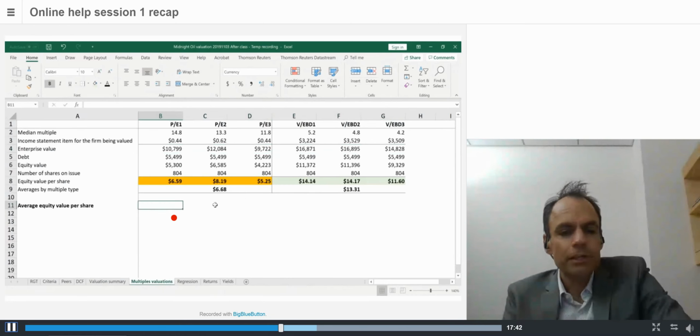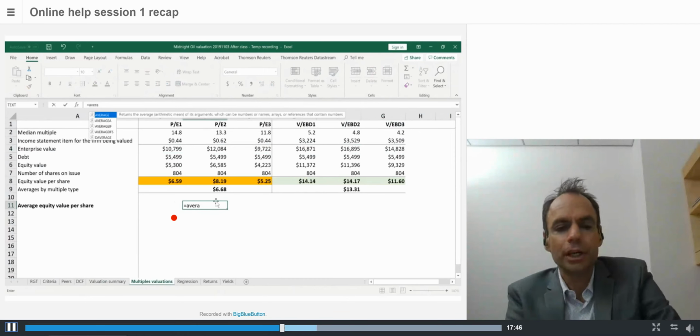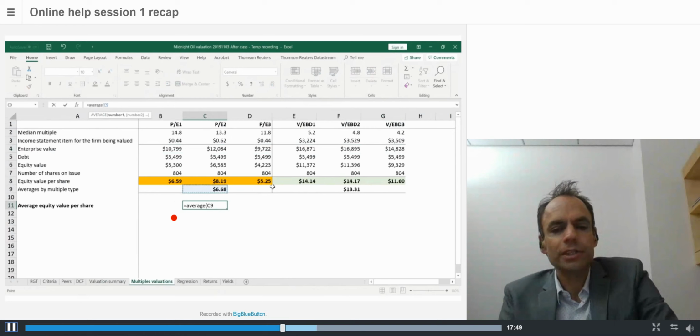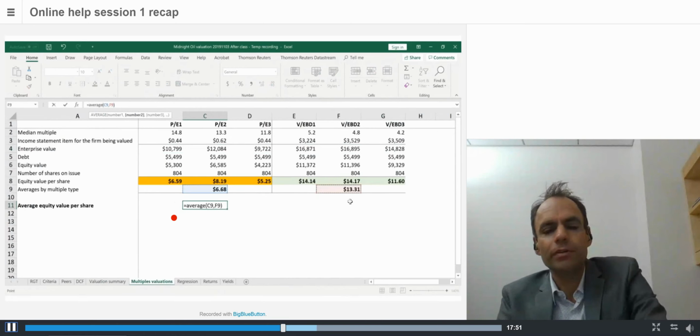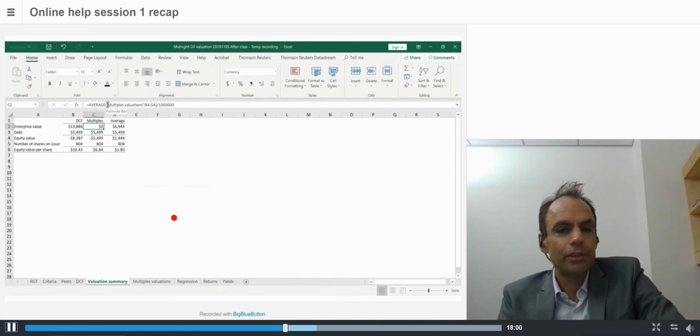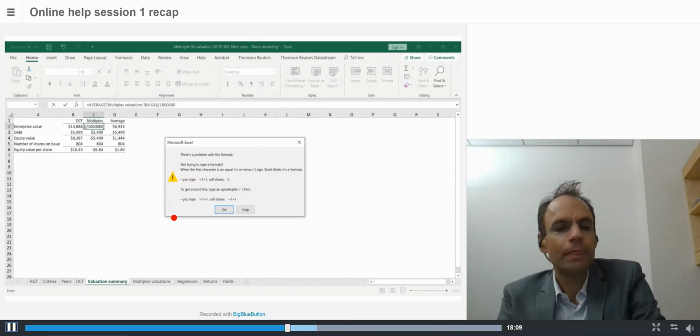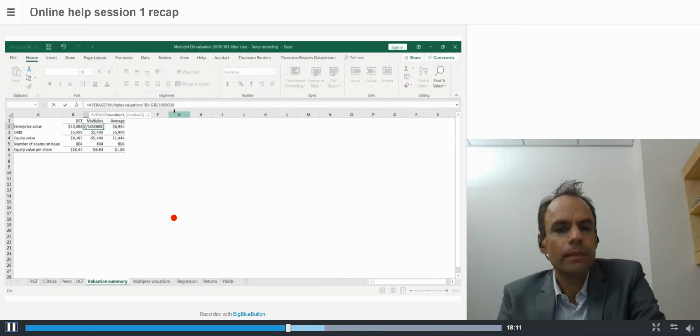So in my valuation summary page, I'm going to take an average estimate. In my multiples-based valuation, I could simply say the average of equity value per share of $6.68 and $13.31. That average is equal to $9.99. In the valuation summary tab, if I take an average of the enterprise value from the multiples-based valuations, I have 6 different estimates of enterprise value. So I'm going to take an average of those items.